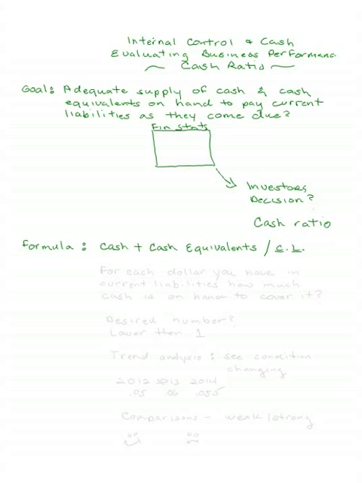Cash, pretty straightforward. What the heck's a cash equivalent? Cash equivalents are highly liquid investments that can be converted into cash in 90 days or less with no penalty and no interest. You can have it just by asking for it. So you take your cash and your cash equivalents and you divide it by current liabilities and you get a number.